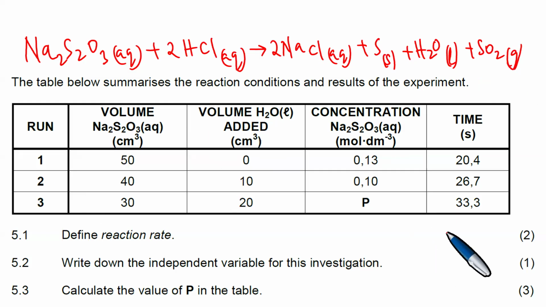The table below summarizes the reaction conditions and the results of the experiment. So we have run 1, 2, and 3. Then the volume of sodium thiosulphate: 50 in run 1, 40 in run 2, and 30 in run 3. So you can see a decrease by 10: 50 minus 10 is 40, subtract 10, get 30. The volume of water increases: 0, then 10, then 20. Then the concentration is 0,13, 0,10, then P. The time in seconds is 20,4, 26,7, 33,3. Okay.